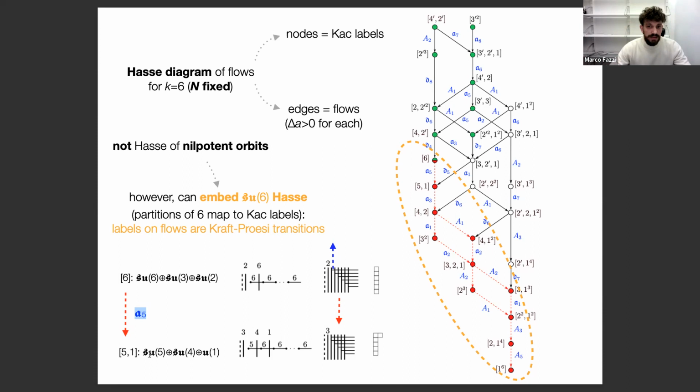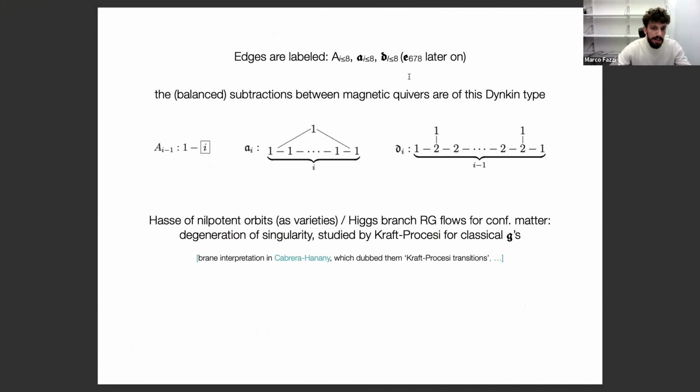That's why the edges here are labeled with these letters. And indeed, again, edges are labeled by these three types, big A, little a, and little d. This should be a little I. And also E, but E will only appear later on when I allow N to change, basically because of small instanton transitions. So whenever you see one of these labels in the Hasse diagram of flows, it means that the product, if you want, of the quiver subtraction is something like that.